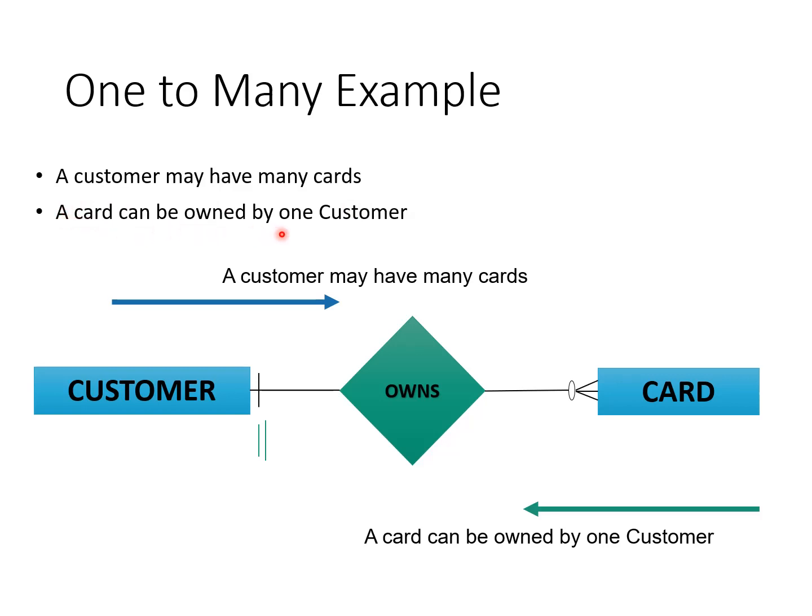A card can be owned by one customer, so it's one and only one customer. When you look at this particular relationship, the customer owns zero or more cards. So this part is optional, but he can also have multiple cards. And a card is related to one and only one customer. That is the kind of relationship which you could have, and this is how you will interpret the relationships.